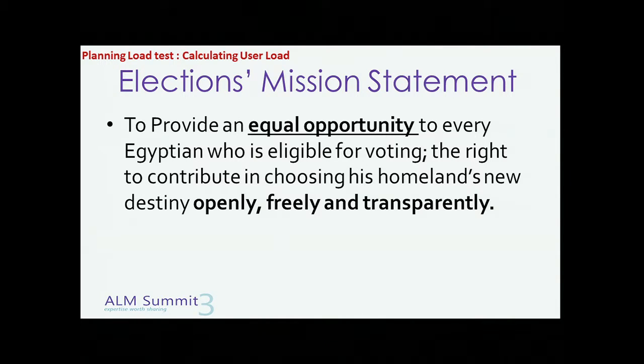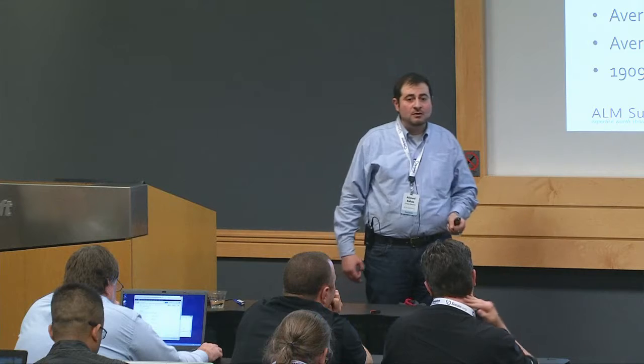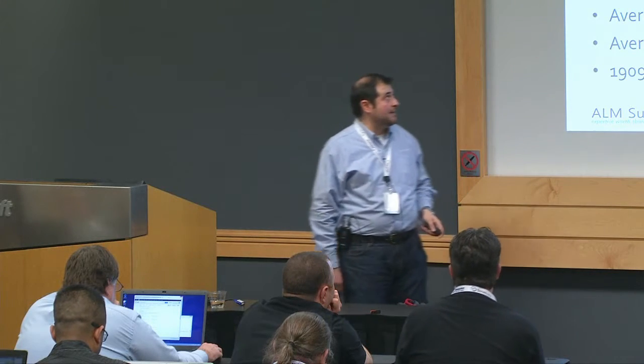In order to get a final solution for that, we decided to get back to the elections mission statement. And we found out that it begins with a very simple but important statement, which was to provide an equal opportunity to every Egyptian. And this meant for us that we have to give the opportunity to everyone equally. And thus, we decided to base our calculations on a 100% contribution model, even if it will not happen.